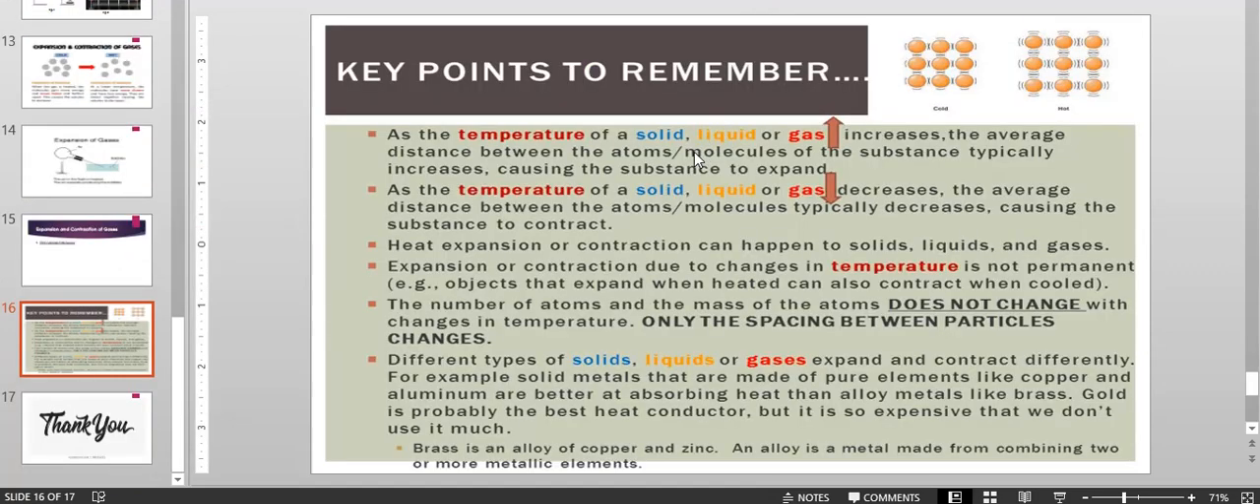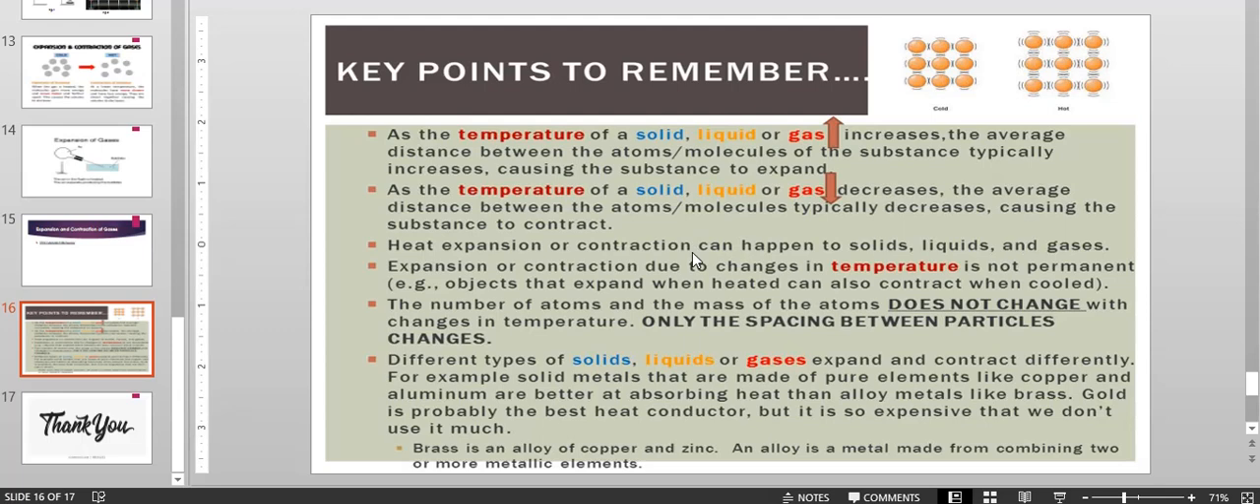So students, this is all about our today's topic. Let's talk about the key points of today's lecture. Number 1. As the temperature of a solid, liquid, or gas increases, the average distance between the atoms and molecules of the substance typically increases, causing the substance to expand. Number 2. As the temperature of a solid, liquid, or gas decreases, the average distance between the atoms and molecules typically decreases, causing the substance to contract.